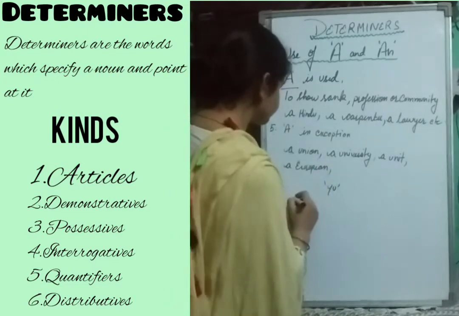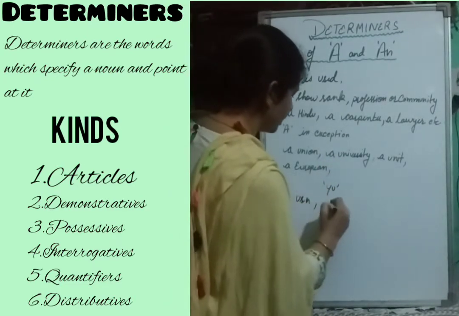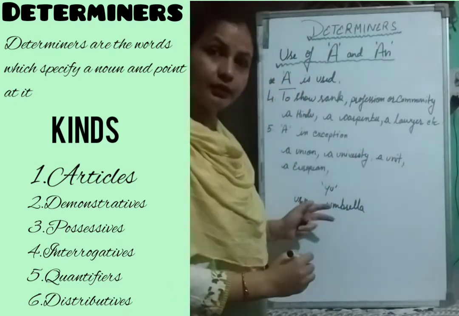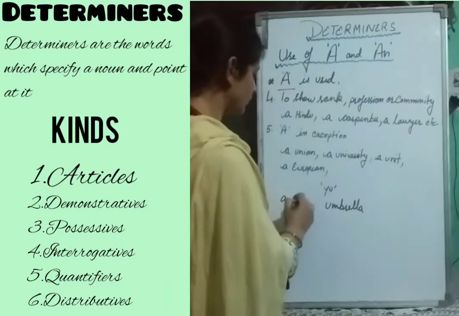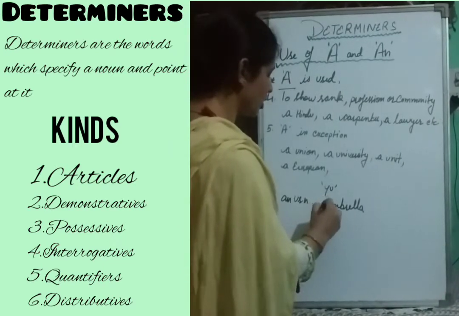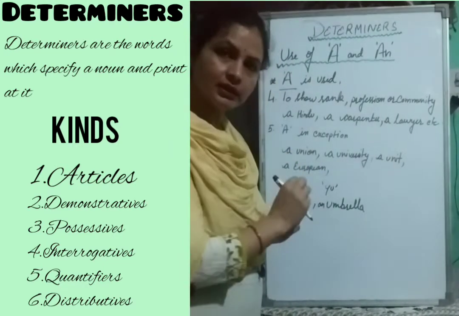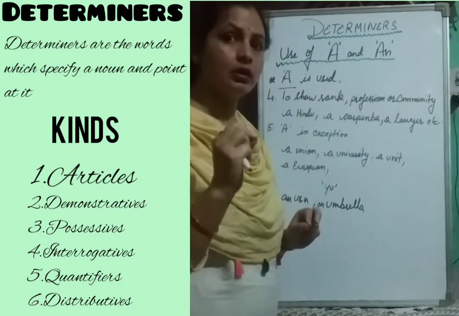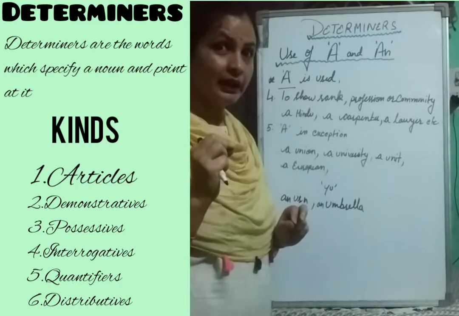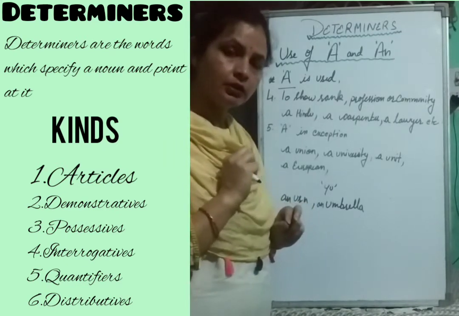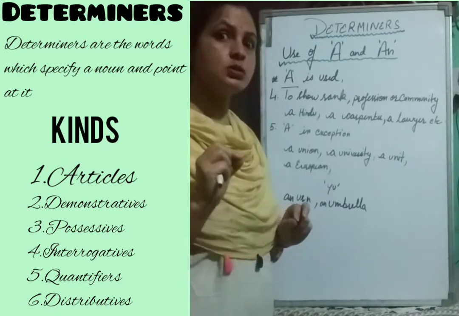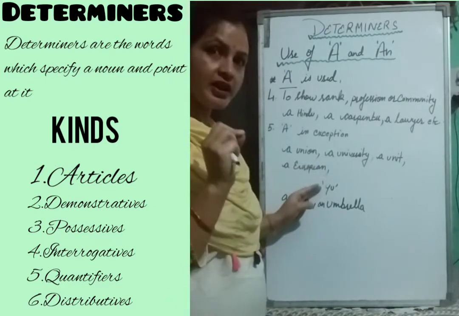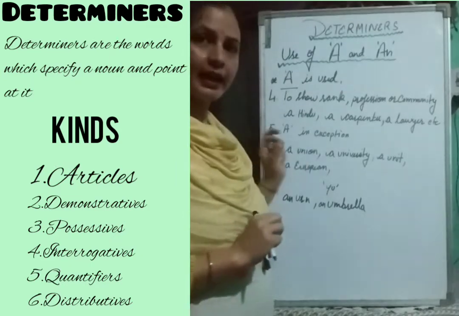If we say earn, umbrella, what do we use before them? An: an earn, an umbrella, because these words produce the sound of earn, umbrella. They do not produce the sound YU. So when the sound produced is like YU, that time we use the article a.